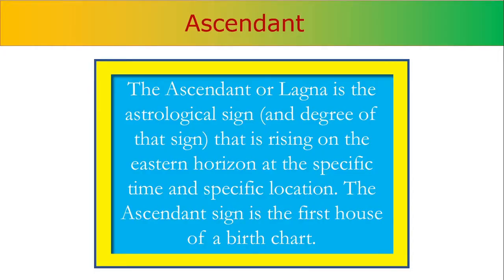What is an ascendant? The ascendant or lagna is the astrological sign and degree of that sign that is rising on the eastern horizon at the specific time and specific location. The ascendant sign is the first house of a birth chart.